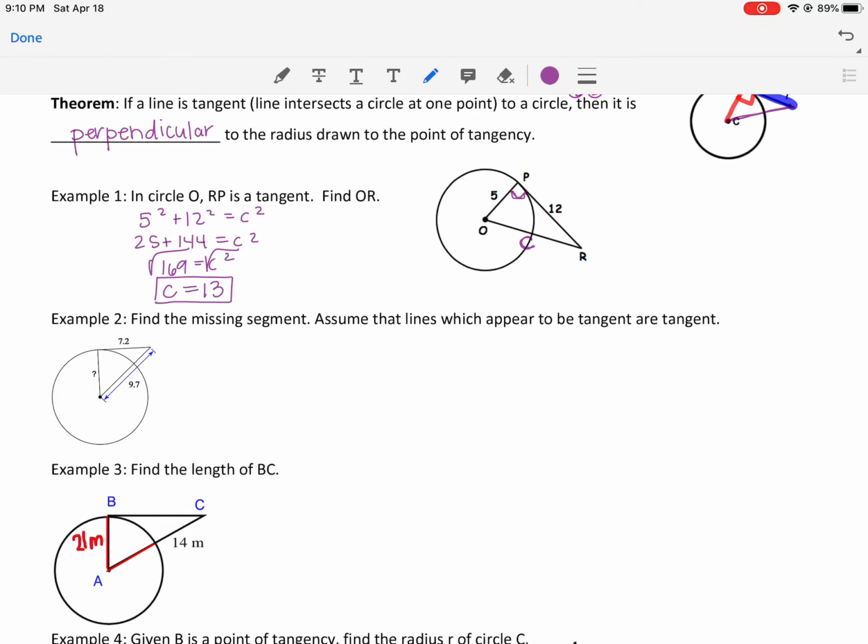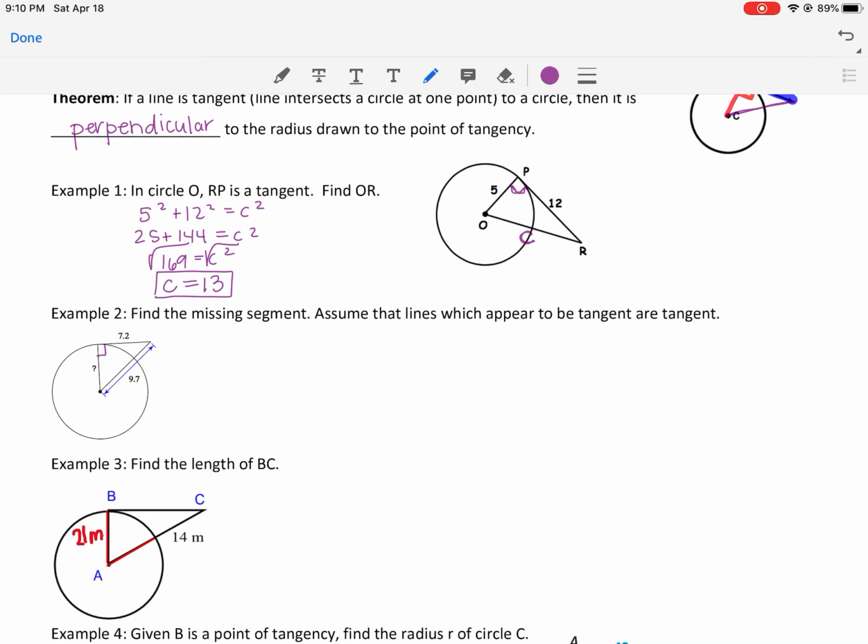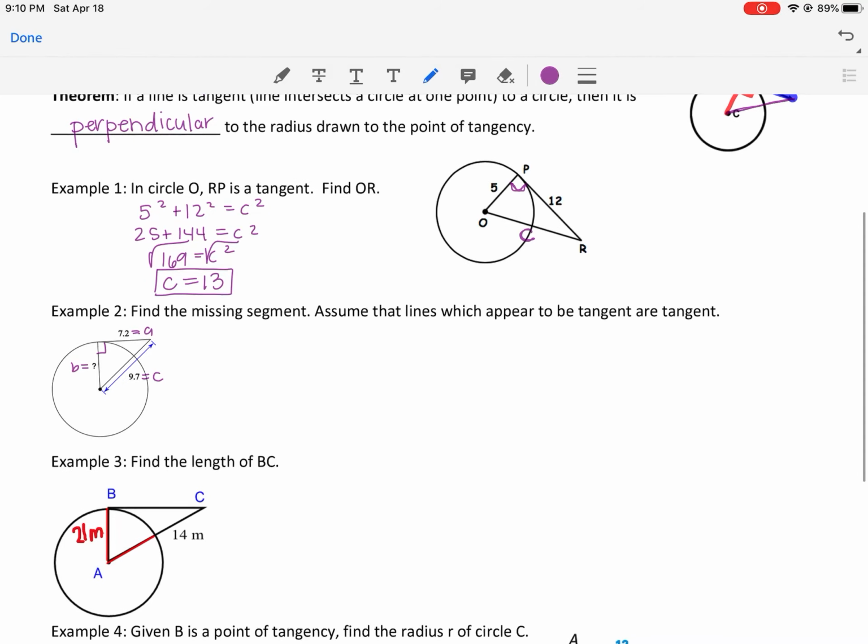Okay, let's look at the next one. Find the missing segment. Assume the lines which appear to be tangent are tangents. So they're saying, hey, this is a right angle. And in general, in this whole lesson, I would just assume that you've got that right angle there on the outside. So the tricky thing about this one is we've got our side a. We don't know our side, let's say b, and then we do have the hypotenuse, right? And that is the entire length.